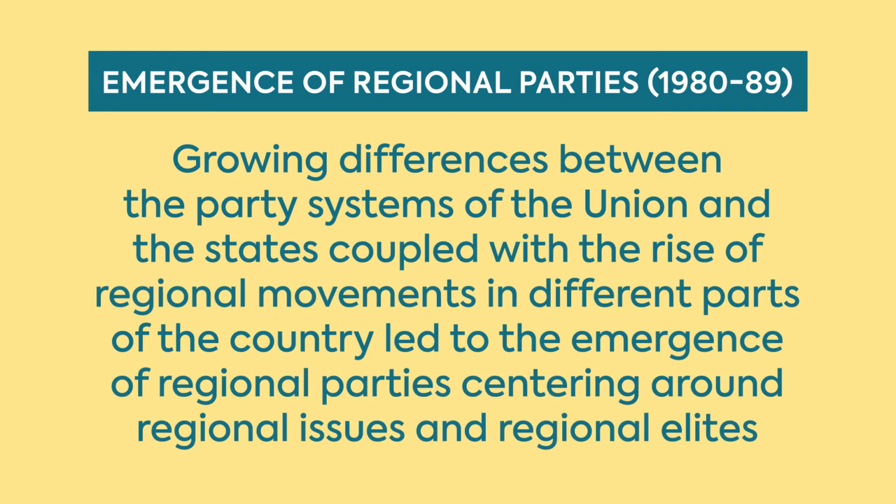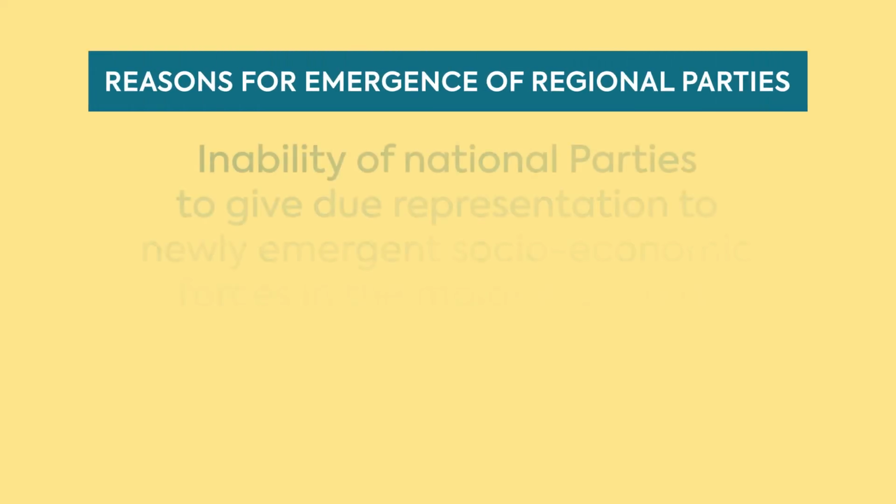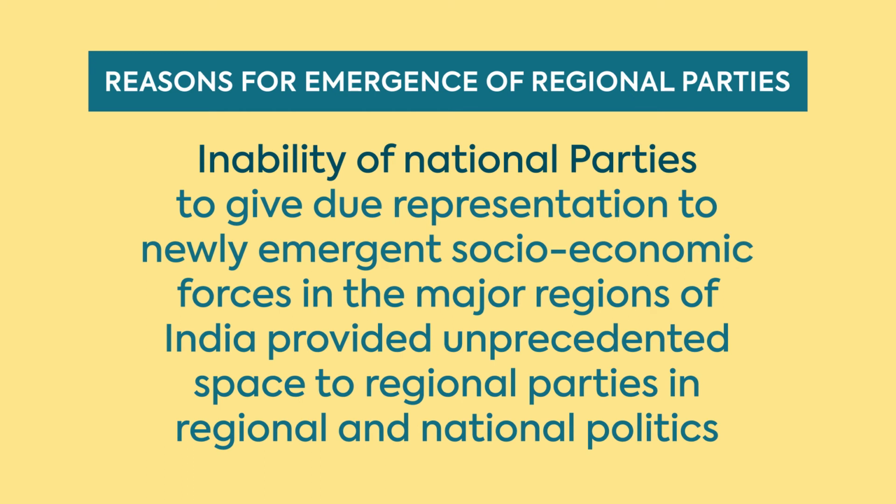The fourth phase witnessed the emergence of regional political parties. Growing differentiation between the party system at the national level and the regional level led to the emergence of a number of regional political parties. Now, what were the reasons behind the emergence of regional political parties? Inability of national parties to give due recognition to regional concerns and aspirations paved the way for regional political parties.